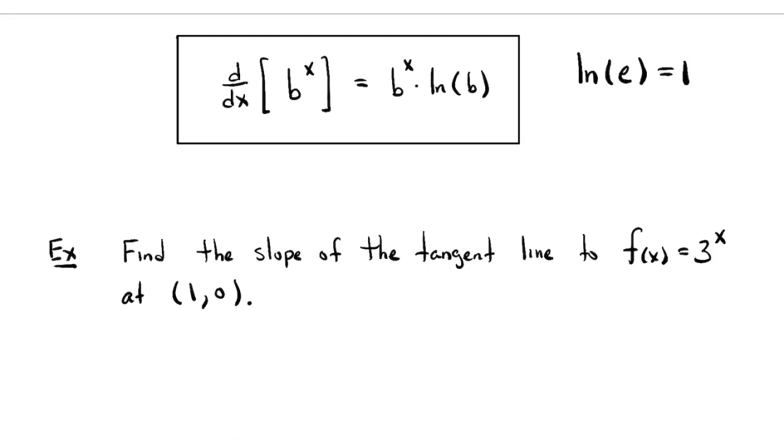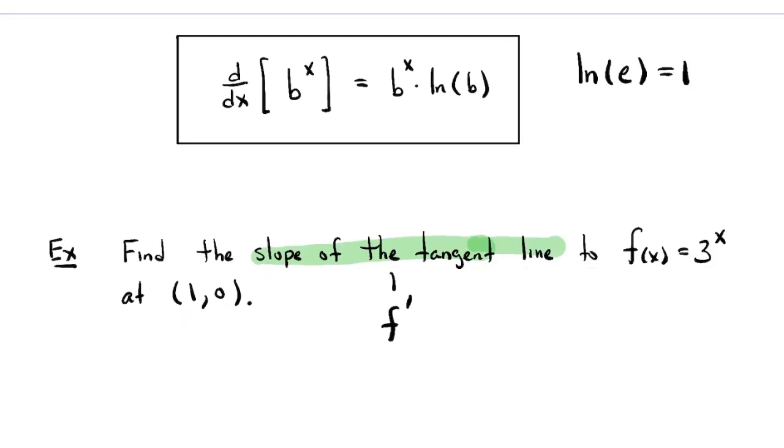Okay, real quick, just to illustrate it with some computation, reminding you about some applications here. Let's try to find the slope of the tangent line to the function 3 to the x at the point 1, 0. How does a differential calculus student think about the question of the slope of the tangent line? The slope of the tangent line is the derivative, and we want to evaluate that derivative.